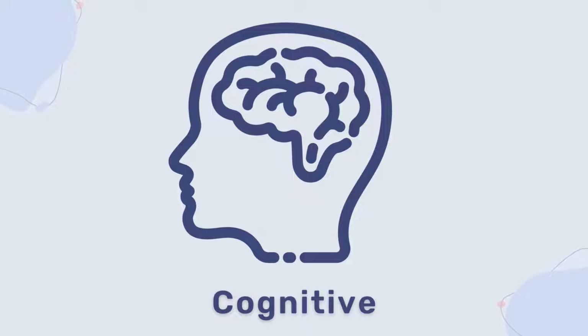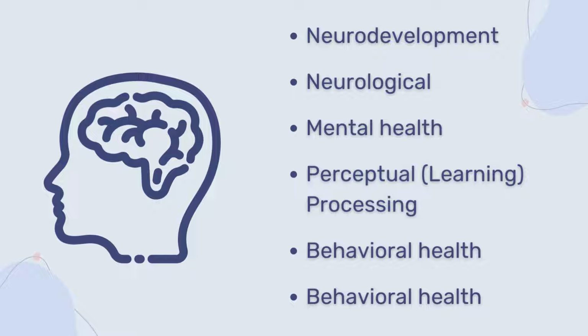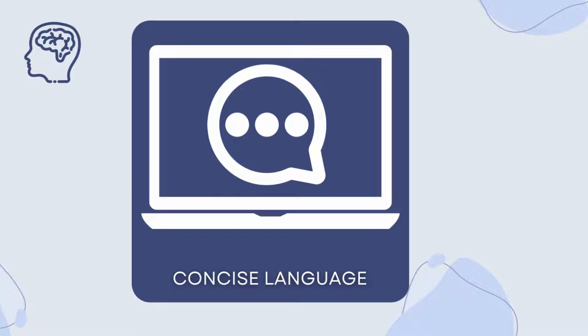Cognitive. These disabilities are often invisible and are by far the most prevalent disability. Cognitive disabilities and disorders is often a term used as an umbrella to encompass many different areas. These include neurodevelopment, such as ADHD, neurological, such as dysgraphia, mental health, such as schizophrenia, perceptual processing, such as disabilities like dyscalculia, and seizure disorders. To begin, we focus on a few design tips for cognitive disabilities.